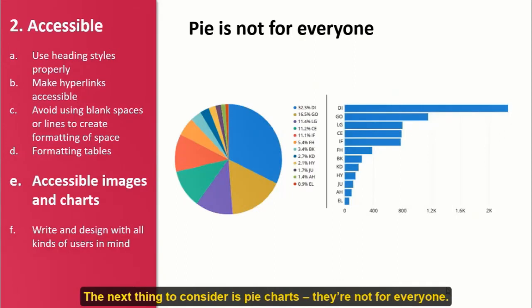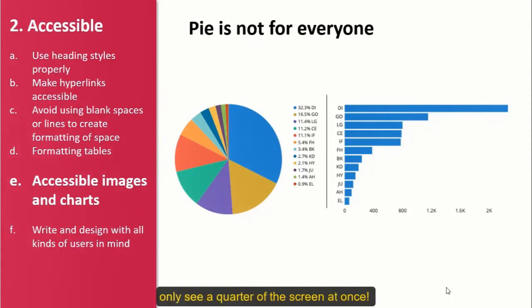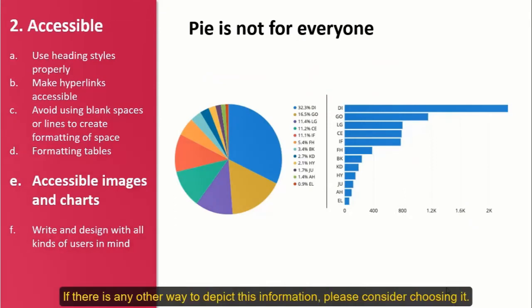The next thing to consider is pie charts. They're not for everyone. To be honest, pie charts aren't great. They can be difficult for those with colour perception issues like red-green colour blindness or colour deficiency. Furthermore, imagine trying to match the legends and the slices if you can only see a quarter of the screen at once. If there's any other way to depict this information, please consider using it.